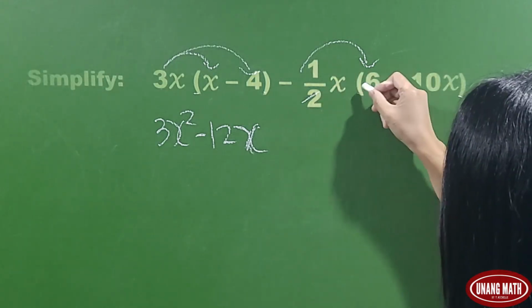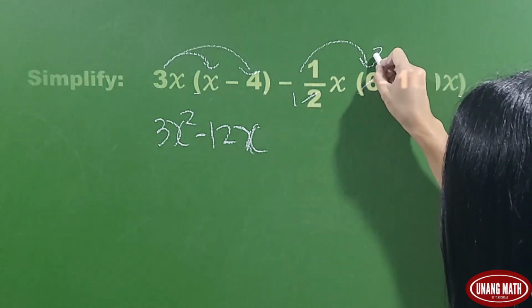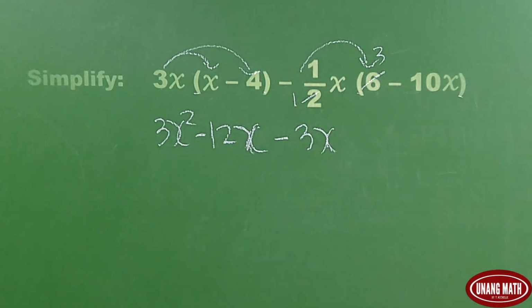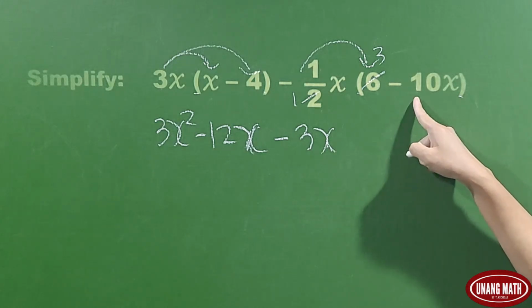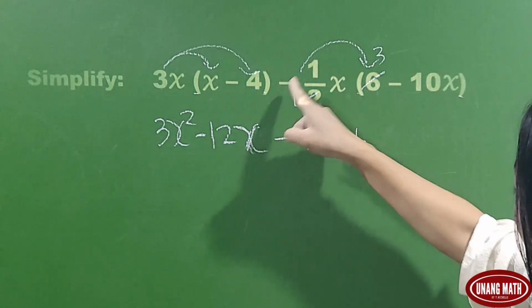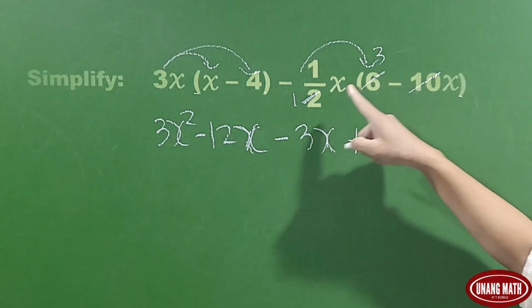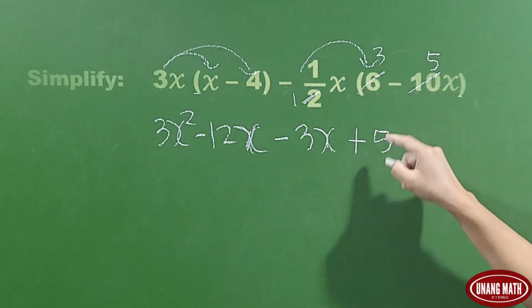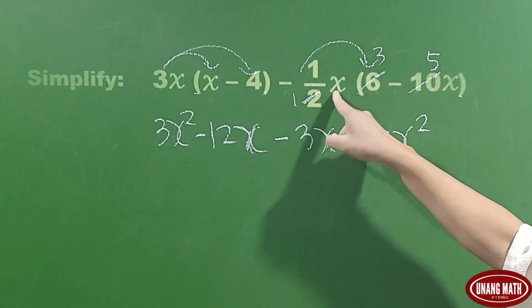So simplify, 2 and 6 have common factor 2. So this becomes 1. This is 3. So this is now negative 3x. Okay, what about negative 1 half x times negative 10x? So the answer would be positive because negative times negative is positive. Okay, simplify. 2 and 10 have common factor 2. So this becomes 5. So this is now plus 5x raised to the power of 2 because x times x is x squared.